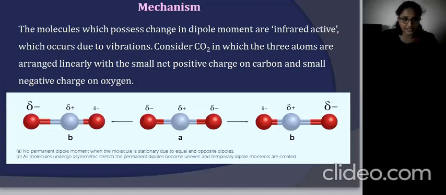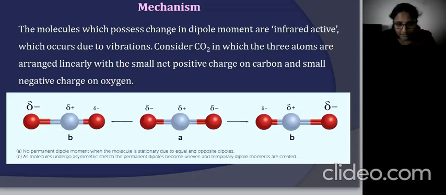Now coming to the mechanism. We take the carbon dioxide molecule. The molecules which possess a change in the dipole moment during the interaction with IR radiation are nothing but infrared active compounds, which occurs due to vibrations. Let us consider the molecule carbon dioxide, CO2, in which the 3 atoms are arranged linearly with a small net positive charge on carbon and a small negative charge on the oxygen.